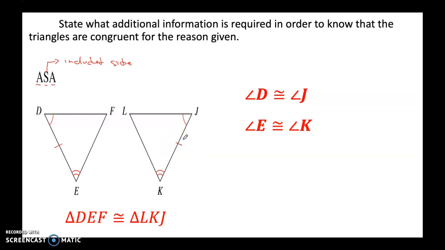Therefore, another information that we need to have is segment DE should be congruent to segment JK because this is the included side of the triangle, for us to prove that triangle DEF is congruent to triangle LKJ.